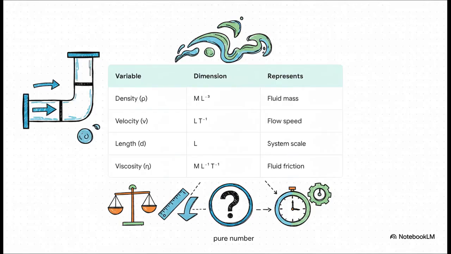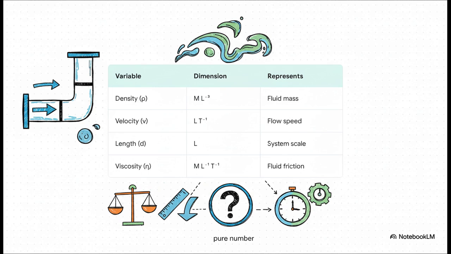This slide is a brilliant breakdown of how these recipes are made, using the Reynolds number as an example. See, it combines four things: the fluid's density, its velocity, a characteristic length like a pipe's diameter, and the fluid's viscosity. Each one of these has its own messy combination of mass, length, and time dimensions.